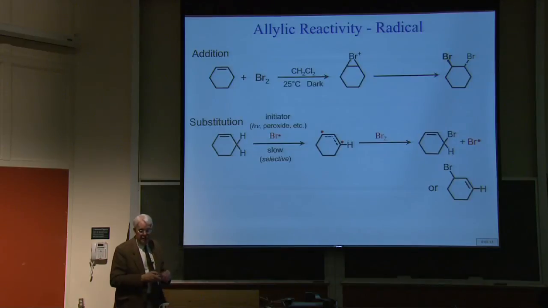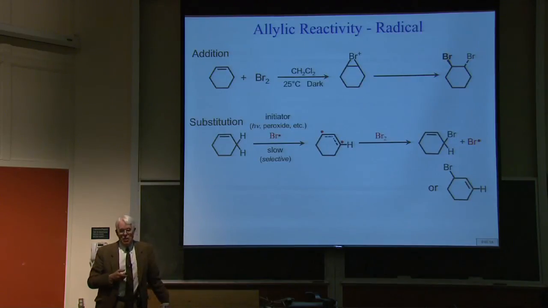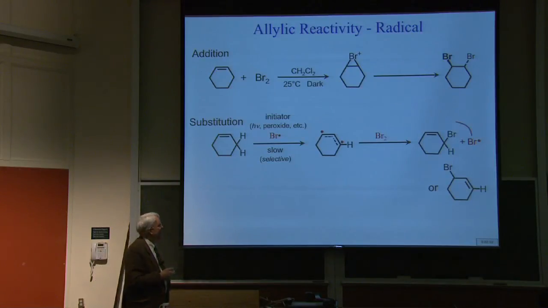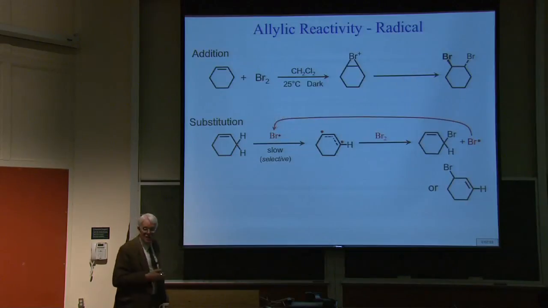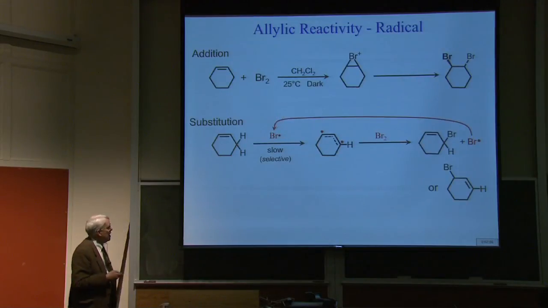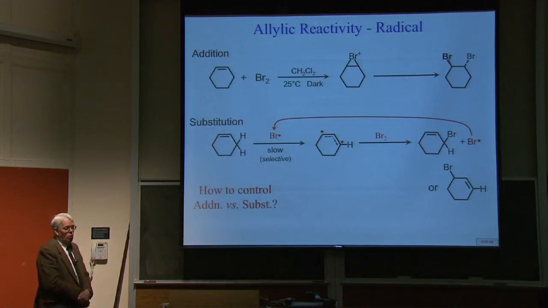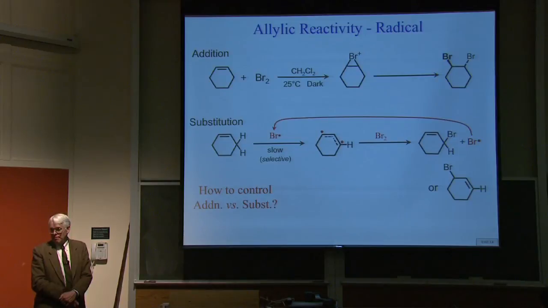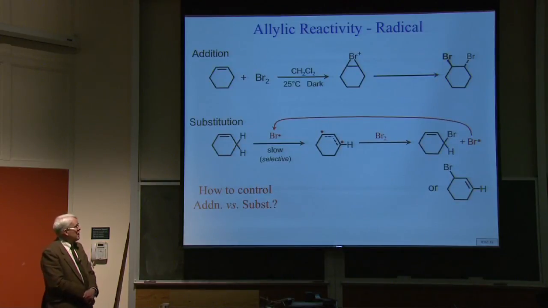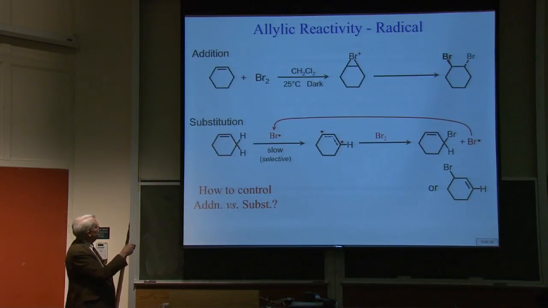Why is that relevant? What happens to the bromine atom? Matt? It gets reused in the free radical chain. Right. Goes back to the start. It's a chain reaction. Okay, so how do you control which you're going to get? Are you going to get bromine addition or allylic substitution? Can you think of any way of controlling which of these is going to operate?